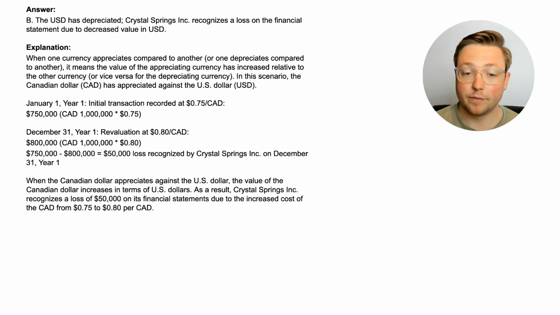So as of January 1st, they were expecting 75 cents per Canadian dollar, meaning they were expecting to pay $750,000. But on December 31st of year 1, they have to reevaluate, and again, that is the day of the payment. So on this date, it's 80 cents per Canadian dollar, so they're going to pay $800,000 because that's what 1 million Canadian dollars is worth in United States dollars. So you take the initial expected amount, $750,000, less the $800,000, and that's a $50,000 loss recognized by them.